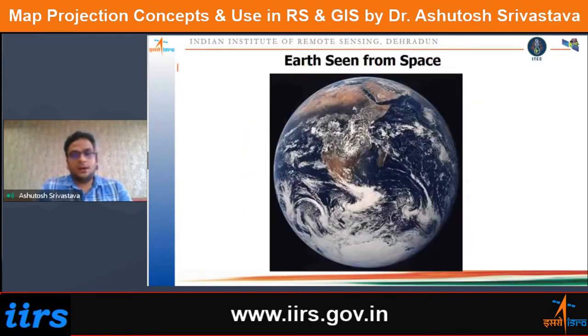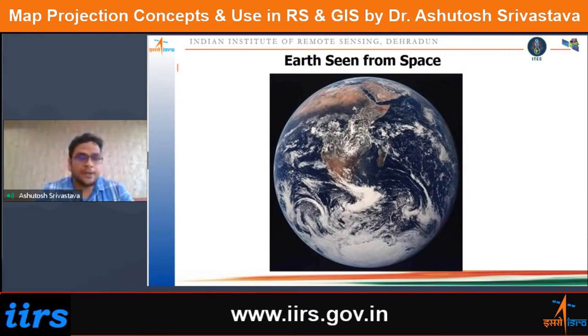Now, if you see from space, this is a satellite image of the Earth. It looks like a sphere because the radius is around 6378 on the equatorial and 6356 on the polar. So when we talk about this large a scale, thousands of kilometers, then this 22 kilometers is very minor and may not be visible. So it looks like a sphere, but it is not exactly a sphere.